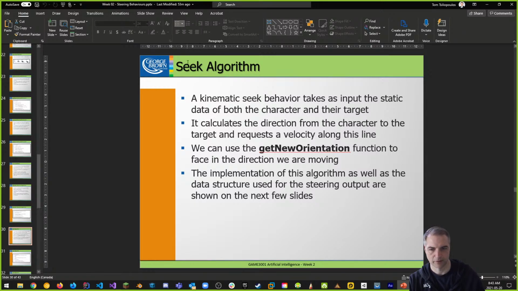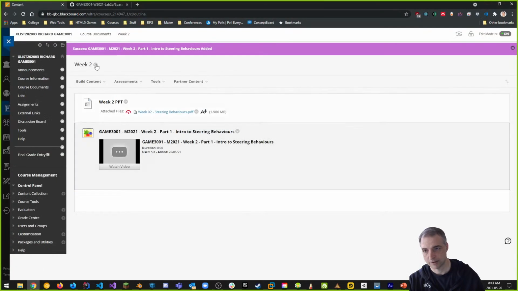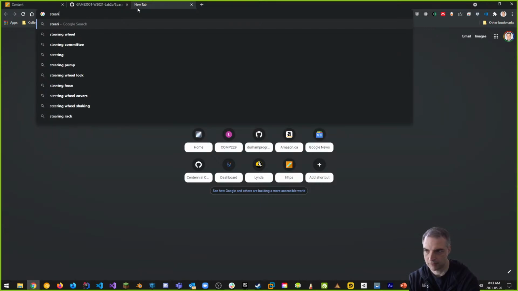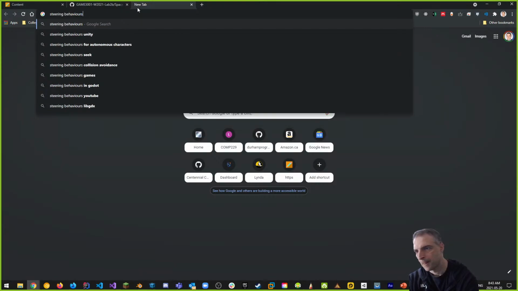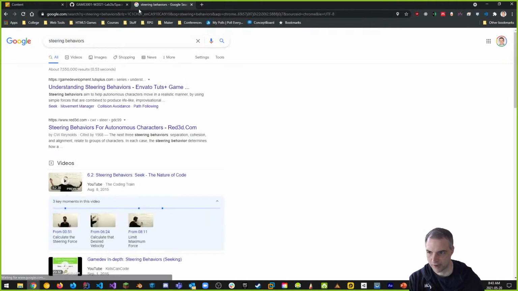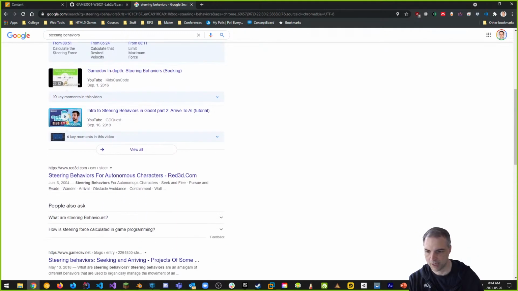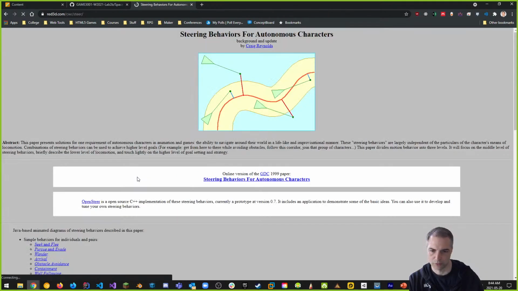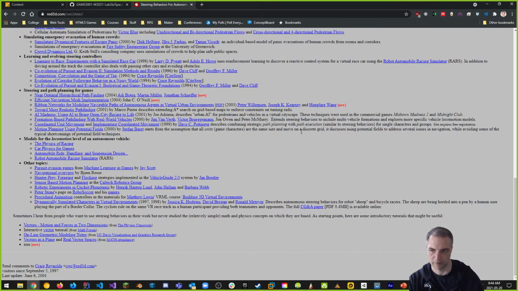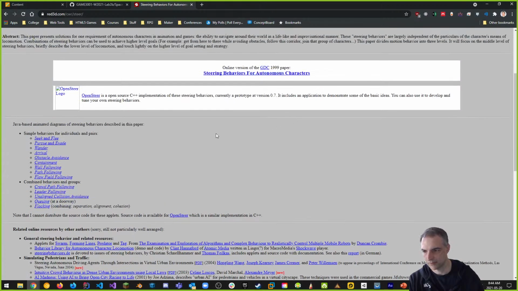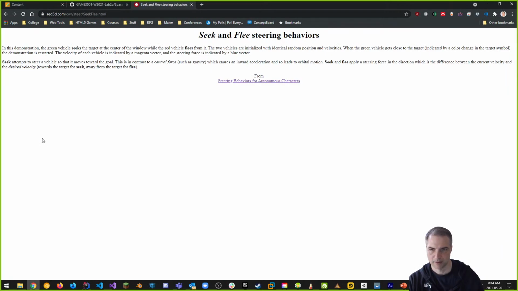We have this thing called kinematic seek. By the way, if you look up steering behaviors, let's do that together here. Let's use the American spelling for now. There are some great articles on steering behaviors, and some old ones. This is the original white paper by Craig Reynolds, and it talks about pretty much all the steering behaviors that are here. For example, he talks about seek and flee and what those look like. So let's look at steering behaviors for autonomous characters. Hopefully we can get to that.